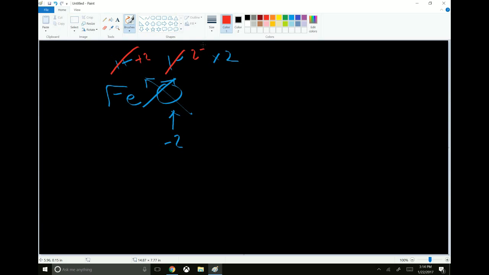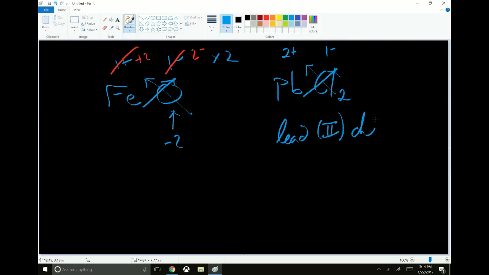But let's see if we can't come up with some more possibilities here. This is one of the ones where it's going to work just fine. You bring the numbers up, and that will get you 2+ and 1-, and that's absolutely correct. This would be lead(2) chloride.